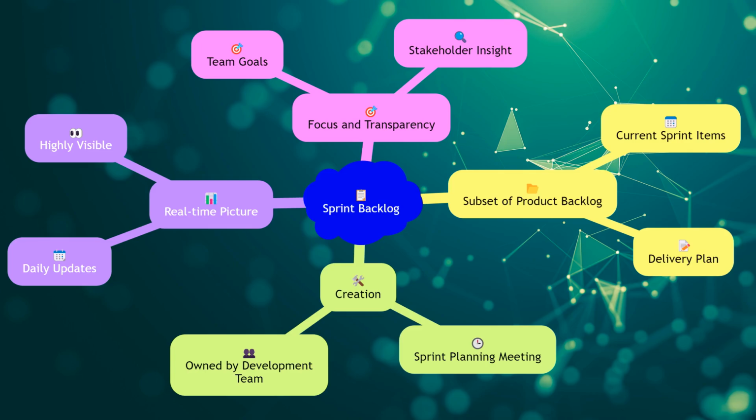The sprint backlog is a subset of the product backlog, consisting of items selected for the current sprint, along with a plan for delivering them. It is created during the sprint planning meeting and is owned by the development team. The sprint backlog provides a real-time picture of the work that the team plans to complete during the sprint. It is highly visible and is updated daily to reflect the team's progress. This artifact helps the team stay focused on their goals for the sprint and provides transparency to stakeholders about what is being worked on and how it is progressing.